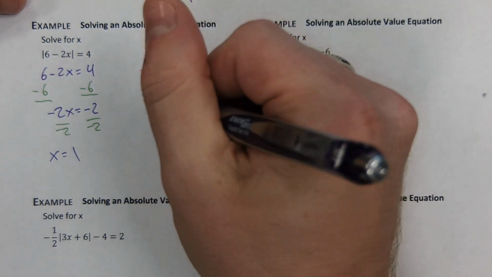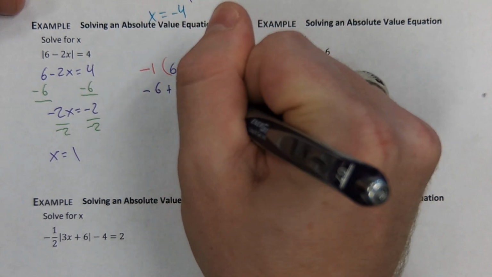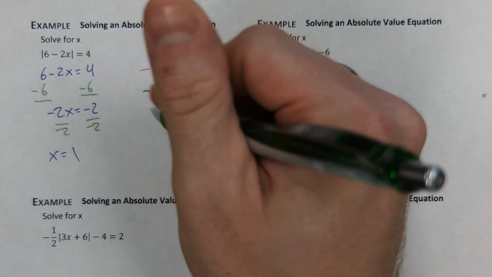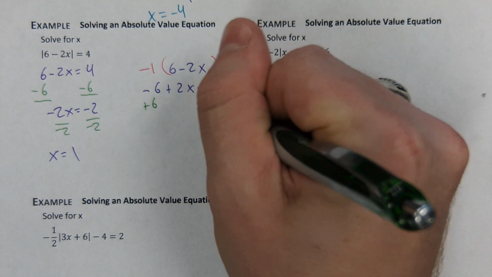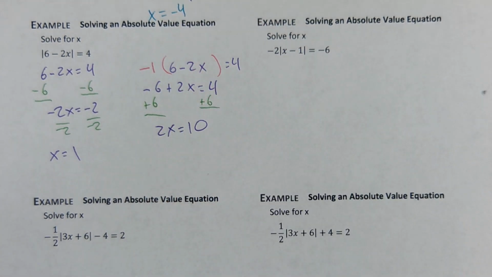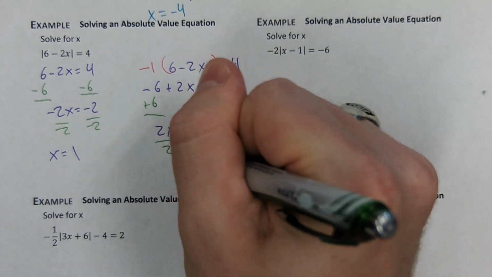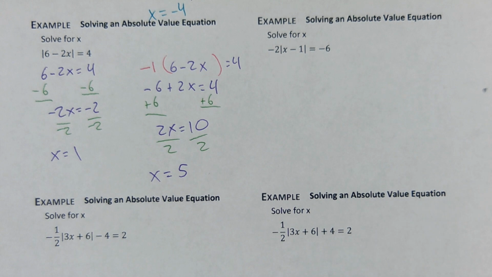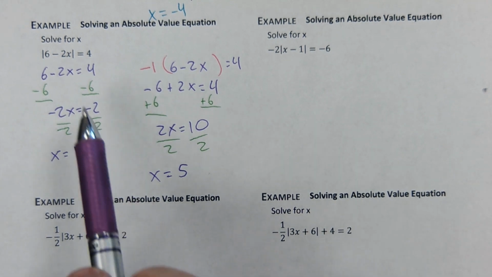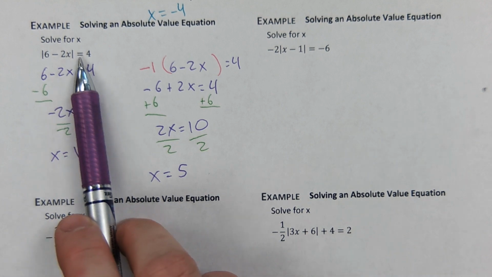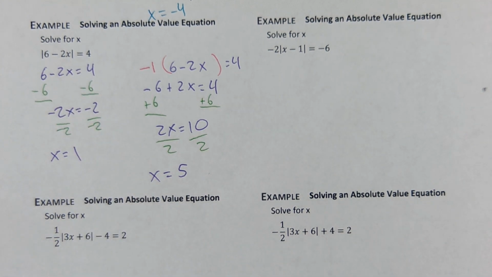Distribute your negative sign. Negative 6 plus 2x equals 4. Then, PEMDAS in reverse order like we always do when we solve for x. And divided by 2 gets us our second answer that, of course, we are going to check, make sure it works. X equals 5. Because it's not too much effort. 2 times 5 is 10. 6 minus 10 is negative 4, and the absolute value of that is positive 4. Yay.